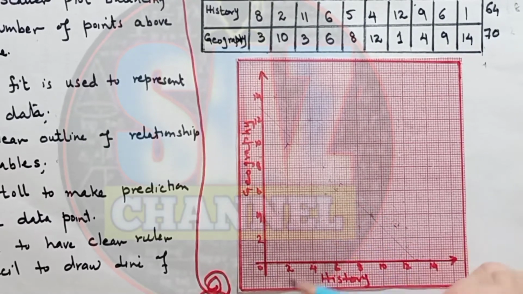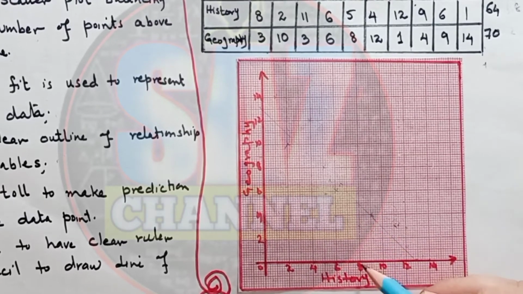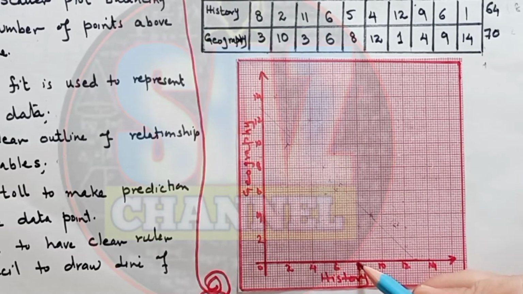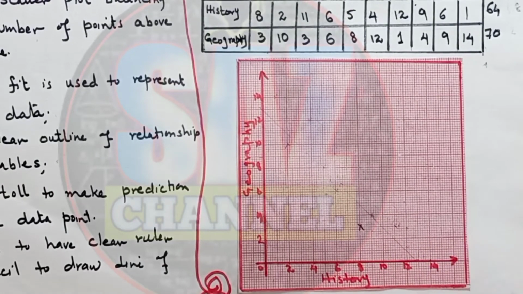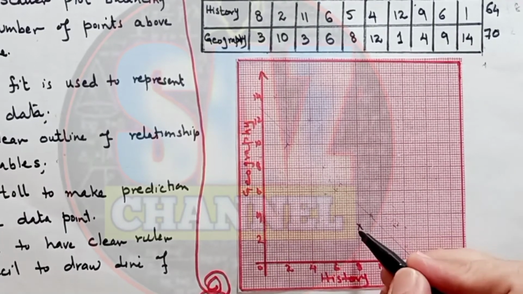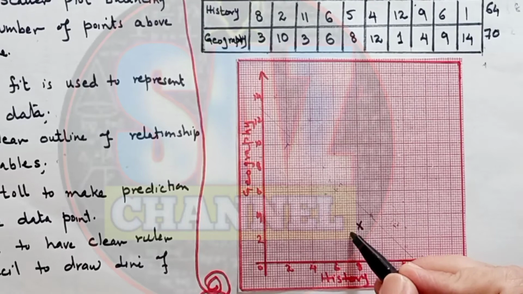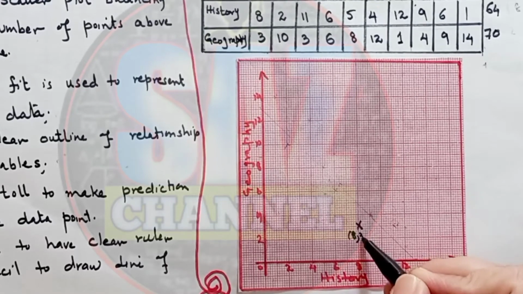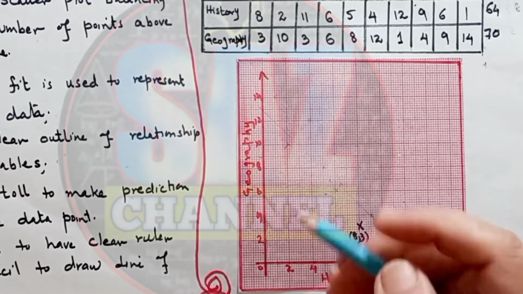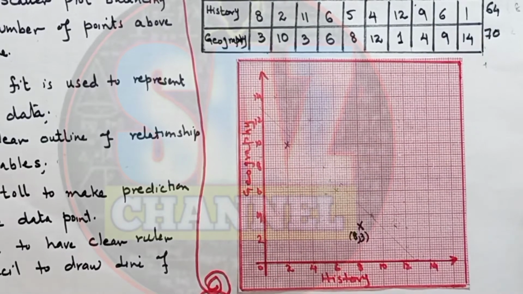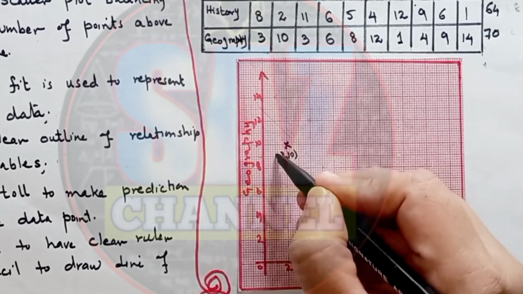The first point that I have to plot is 8 with 3. So I have to reach 8 and then 3. Let me mark the point with a pen so that my students can see this. This is 8 with 3, and let me write down the point as well. Then 2 with 10. Mark the point, and write down the ordered pairs as well.